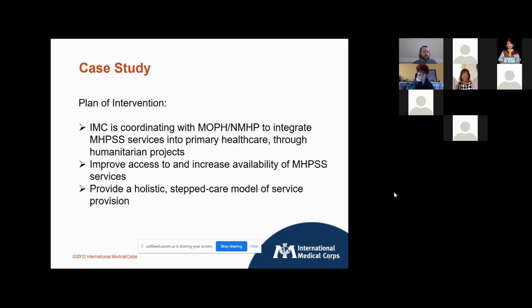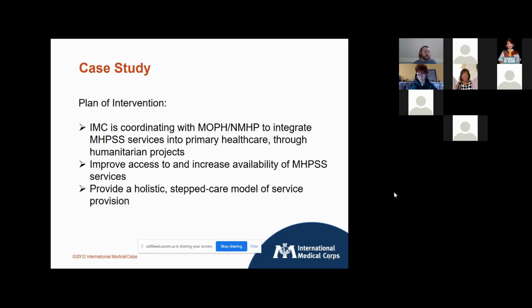International Medical Corps' plan of intervention here in terms of how we will support the increasing availability and access of MHPSS services in Lebanon is supporting at the primary healthcare level, where we try to do system strengthening and capacity building at primary healthcare facilities to provide capacity building for staff to identify and make referrals for people who may be in need of MHPSS services, in addition to capacity building on the provision of services that address MHPSS needs and provide support and care for people at multiple levels.